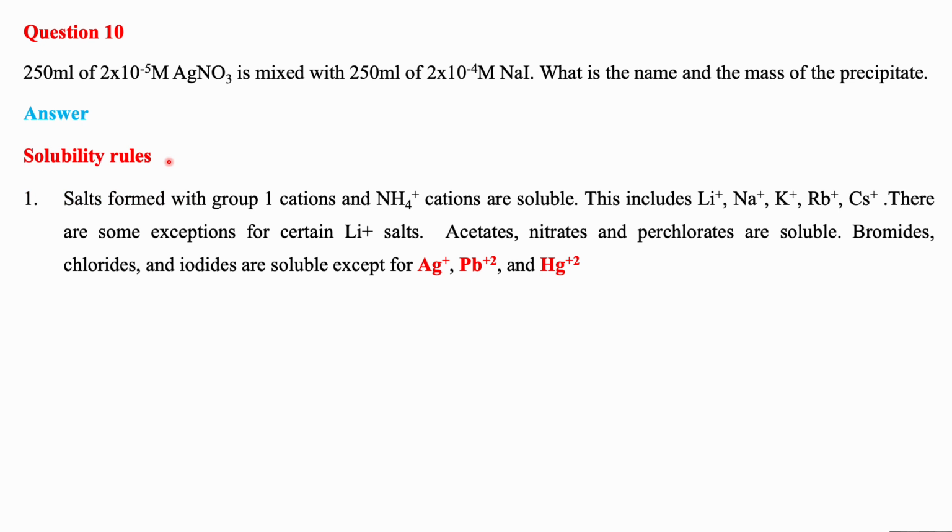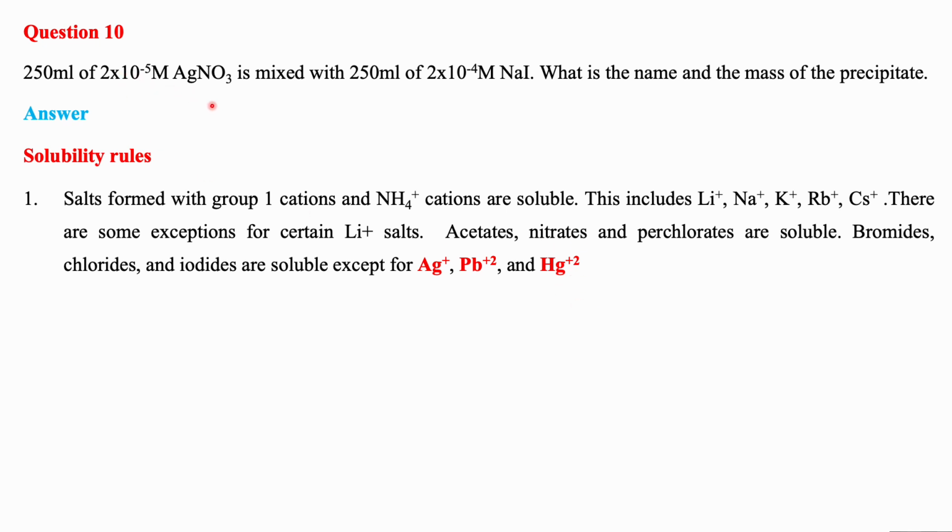The first solubility rule says the salts formed with group 1 cations and ammonium cation are soluble. That means they are soluble, with some exceptions for certain lithium salts. Then the rule says the acetate, nitrate, and perchlorate are soluble. Bromide, chloride, and iodide are soluble, except for silver, lead, and mercury.